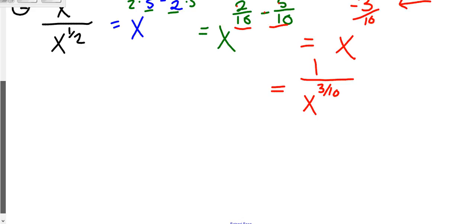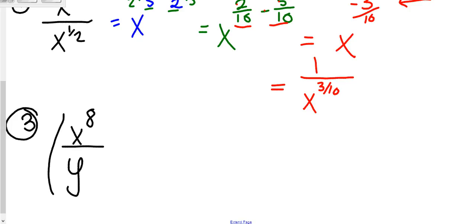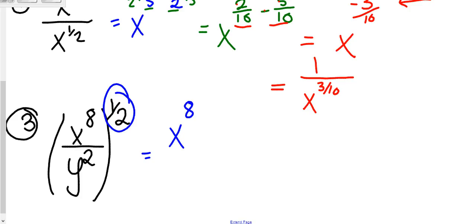Let's look at one more example together. What happens when we raise to a power? So we have x to the 8 divided by y squared, all to the 1/2. There's our fractional index. This means that everything on the inside gets that 1/2. So we have x to the 8. When we raise to a power, we multiply exponents times 1/2 over y squared times 1/2.